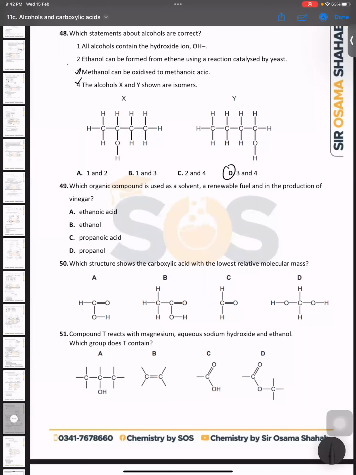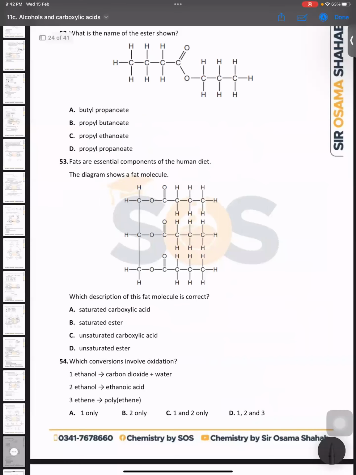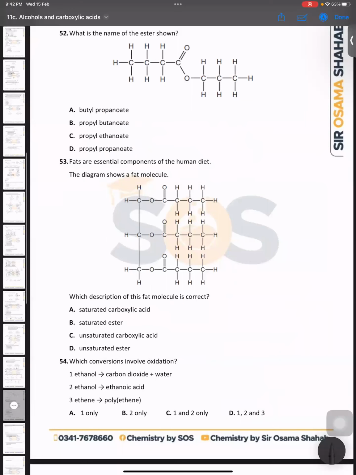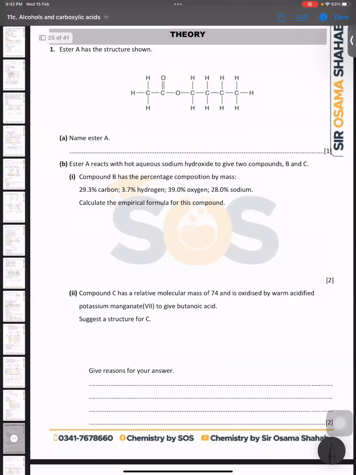Which organic compound is used as a solvent, a renewable fuel, and in the production of vinegar? We know that these uses all belong to alcohol. Right, children? Yes, sir. And these 2 are from carboxylic acid, so I'm leaving this. This is carboxylic acid, so I'm leaving this. And this is all about all the MCQs.